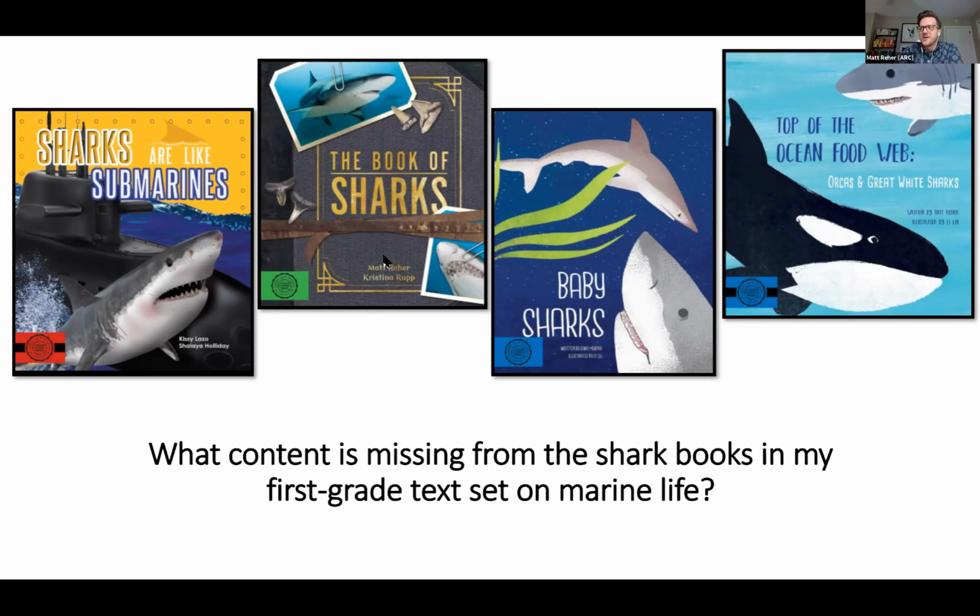Let me see if I can even help us out a little bit more. If we judge a book by its cover and think that sharks are like submarines, it's a little bit about physical and behavior characteristics. If we think that the book of sharks is about physical characteristics, baby sharks is probably about life cycle, and top of the ocean food web is probably about food chains and food webs. What do we think, what content might be missing if my students only research sharks from this?